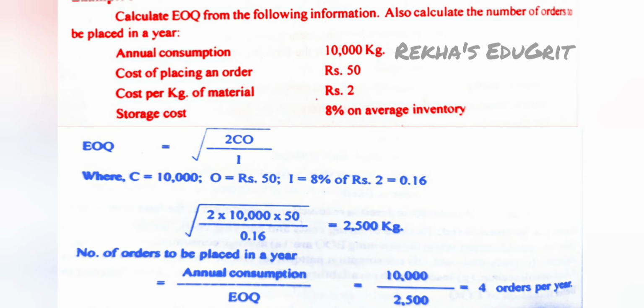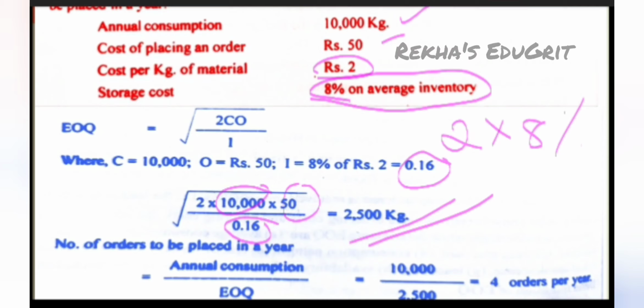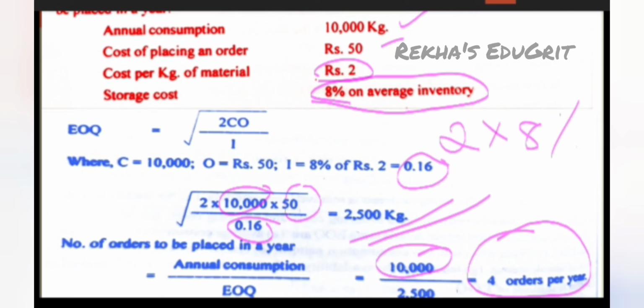Now we have to calculate the number of orders to be placed in a year. The formula is annual consumption divided by EOQ. 10,000 is given in the question as annual consumption, and this 2,500 is what we have calculated. So the answer will be 10,000 divided by 2,500, and we will get 4 orders per year. So it's very simple to calculate EOQ. Next we will go with another example also.